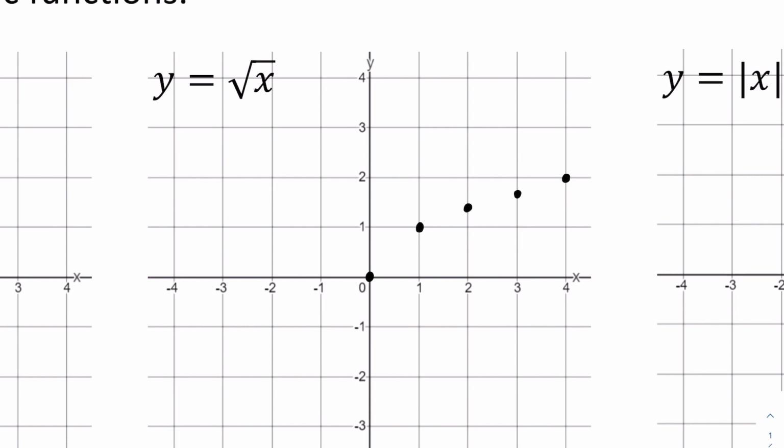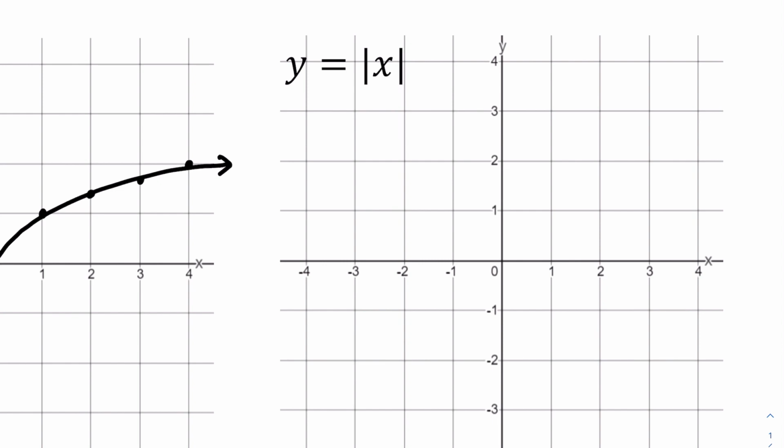And then what really winds up happening here is you get the graph of a sideways parabola. The top half of it, that is. The bottom half, not present. Let's go to the next function. This is y equals absolute value of x.